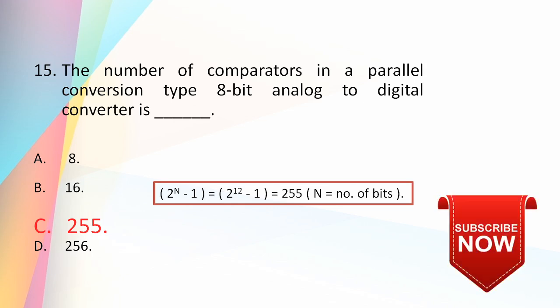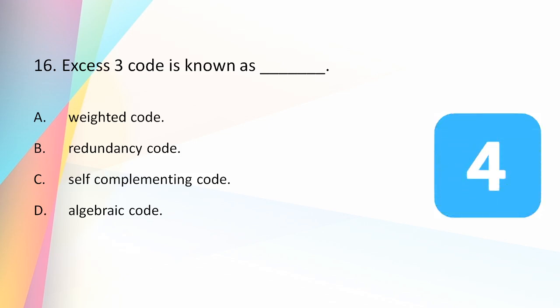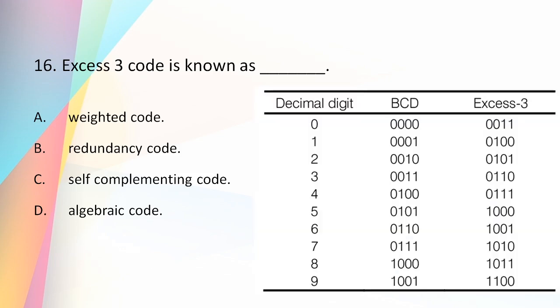XS3 code is known as weighted code, redundancy code, self-complementing code, algebraic code. And here you go. And the answer is self-complementing code. The complement of XS3 code is 9's complement of the digits in XS3. So XS3 code is also called as a self-complementing code.